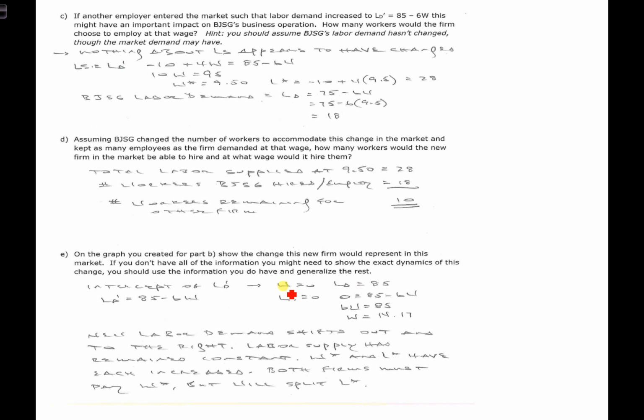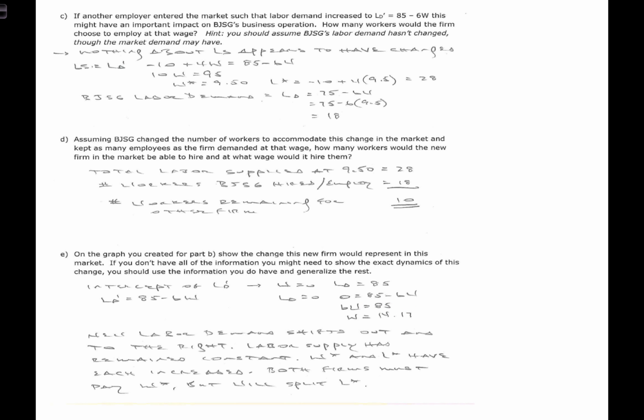So when I set W equal to 0, it gives me LD equals 85 minus 6 times 0, or just LD equals 85. When I set LD equal to 0, it tells me that 0 equals 85 minus 6W, or 6W equals 85, or W equals 14.17. So the new labor demand curve shifts out and to the right. Labor supply remains constant. We don't have any new workers in the market.